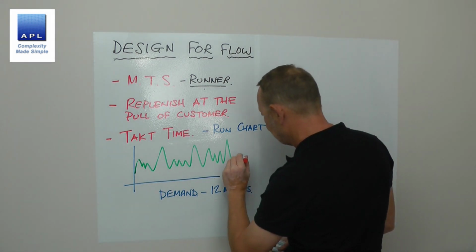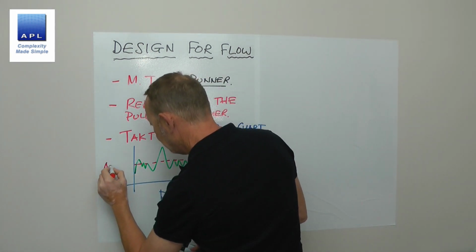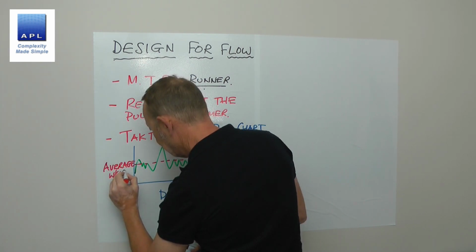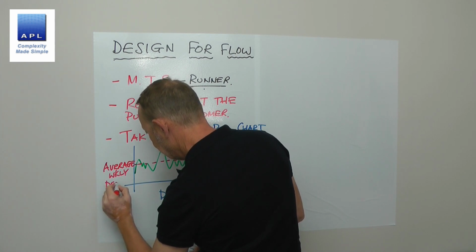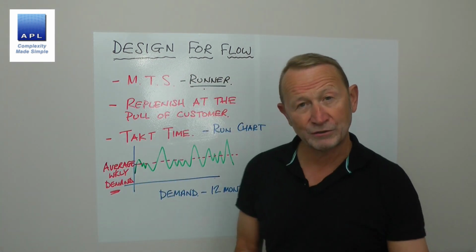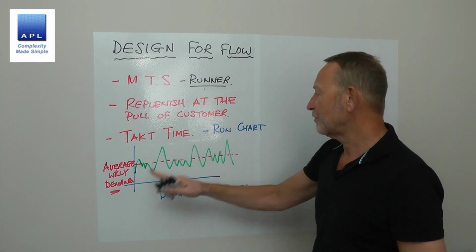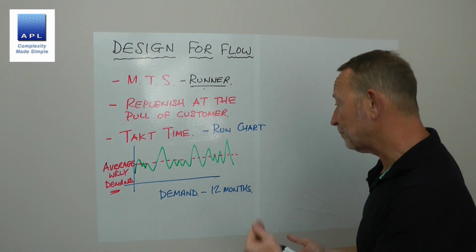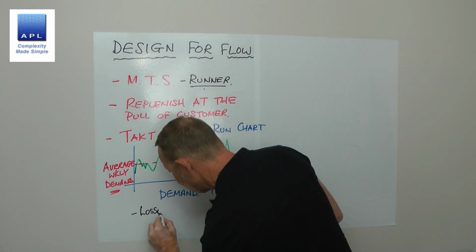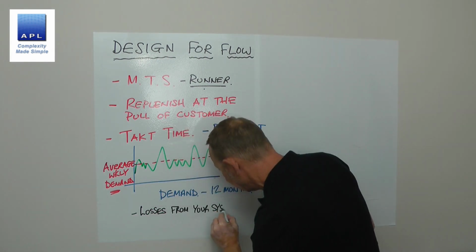Then what do I want you to do? For 12 months, I want you to work out the average weekly demand. Now this is what we're going to use to work out the takt time. So you're going to have average weekly demand. What people also put in there, other information that people want, is losses from your system.